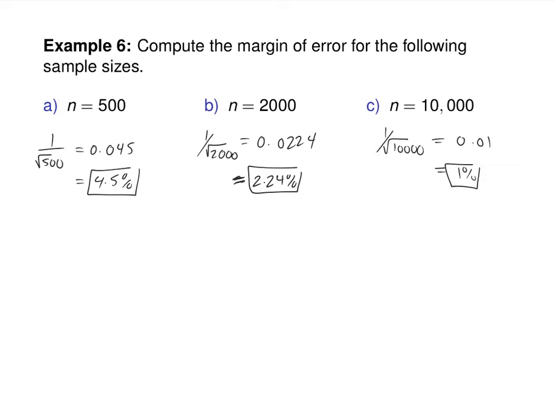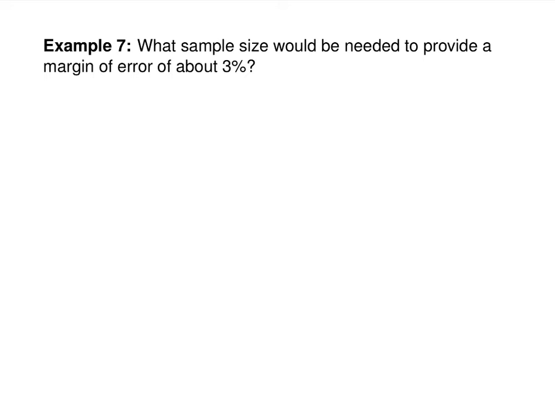The very last thing is, suppose you know the margin of error you want. I want you to find your sample size. This is the one thing where you have to know a little bit of algebra in this class. So we want the margin of error to be 3%. So 1 over root n needs to equal 0.03. How do you move the root n over to the other side? Multiply by it. Yep, so multiply by root n, and that gives you 1 equals 0.03 root n.